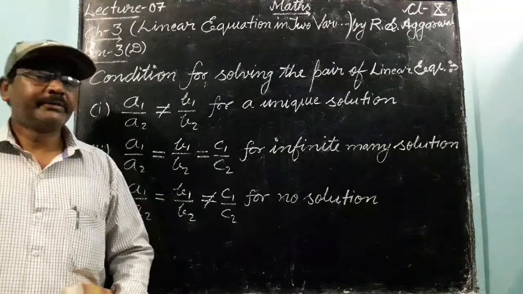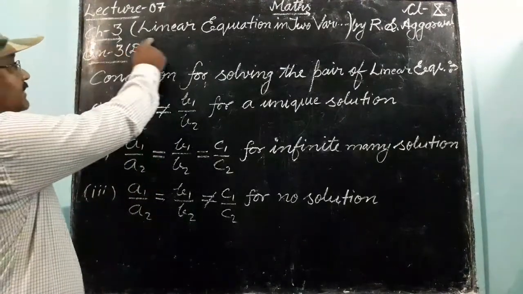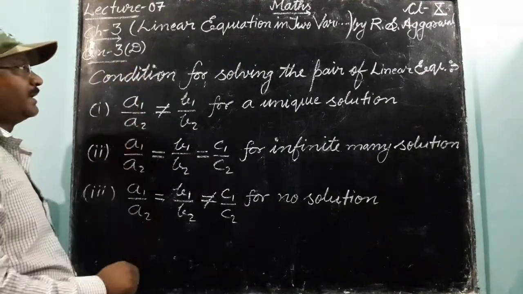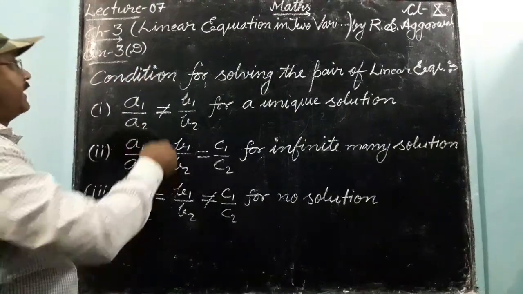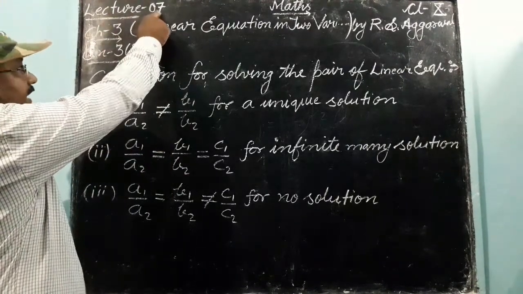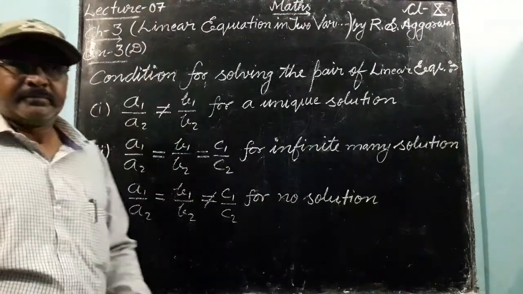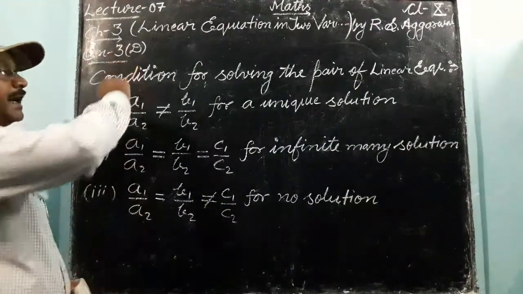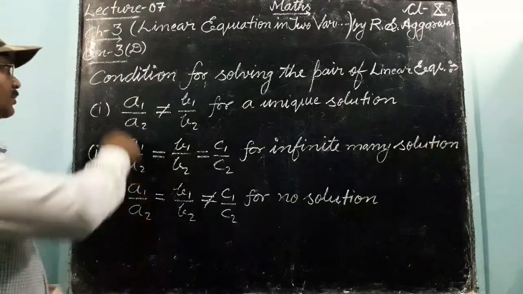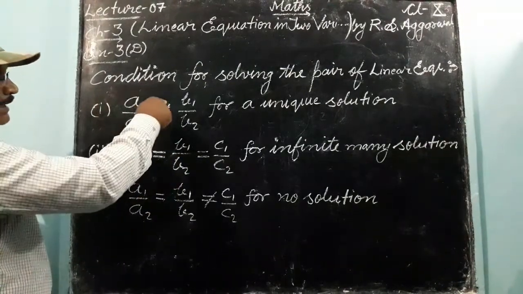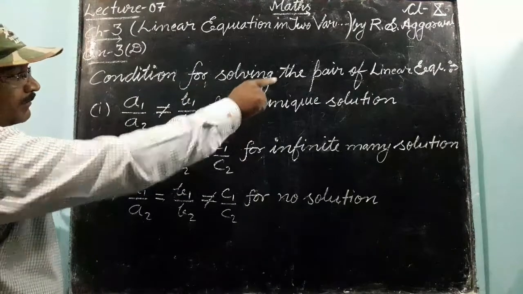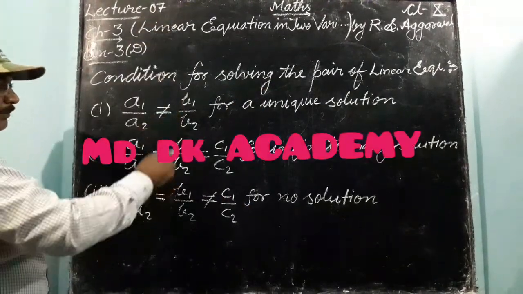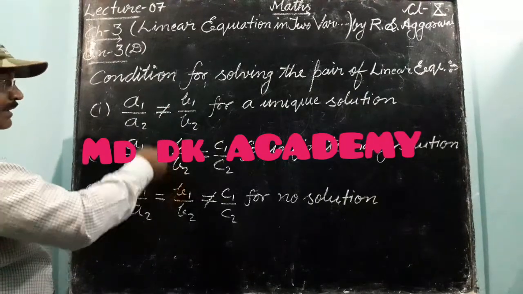Hello students, today I will explain chapter 3, linear equations in two variables by R.S. Aggarwal, Exercise 3D remaining questions from 15, that is lecture 7. In earlier videos in lecture 6 I have explained this in detail, but today I am reminding you of the conditions for solving a pair of linear equations.